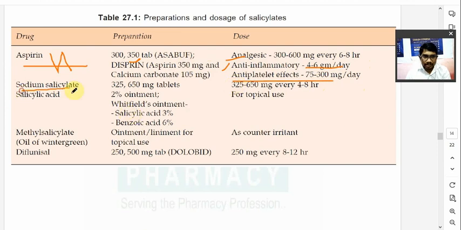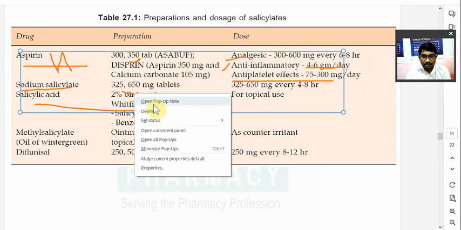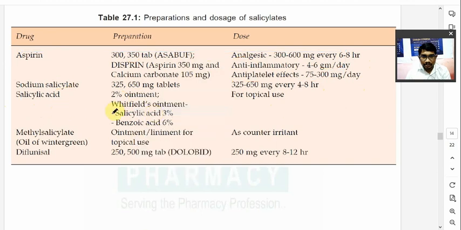Sodium salicylate that is also available in 325 and 650 milligram. Salicylic acid 2% ointment होता है उसका. It is known as Whitfield ointment. इसका composition के बारे में पूछा है एक बार क्वेश्चन GPAT. Whitfield ointment, I think GPAT 2023 में आया. Whitfield ointment consists of salicylic acid 3% and benzoic acid 6%. It is used topically as a fungistatic agent.